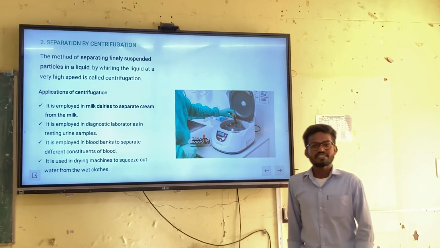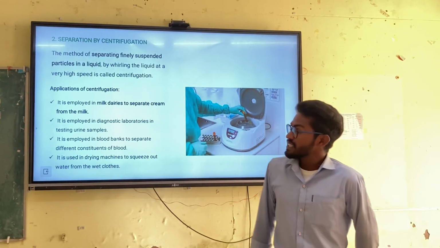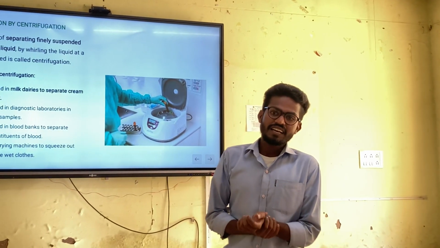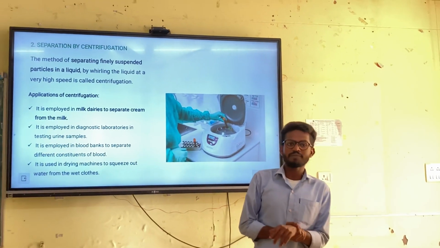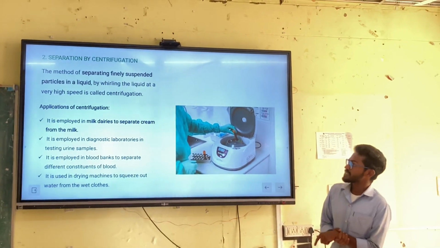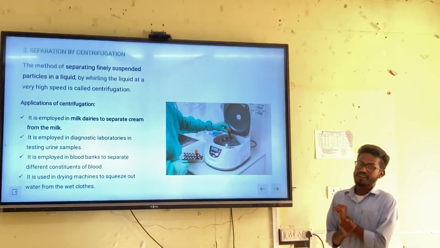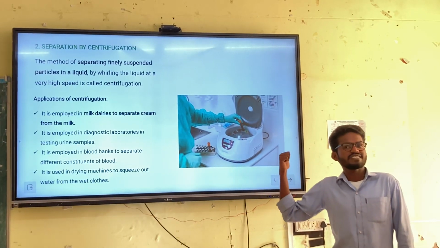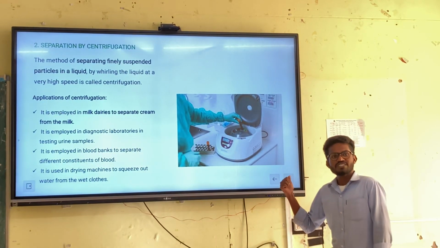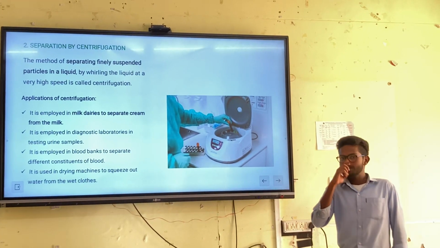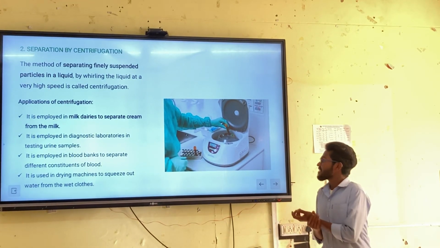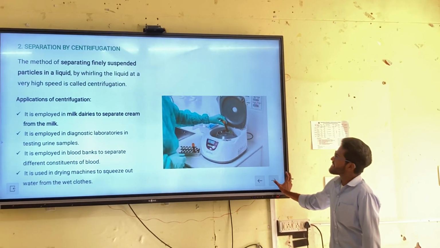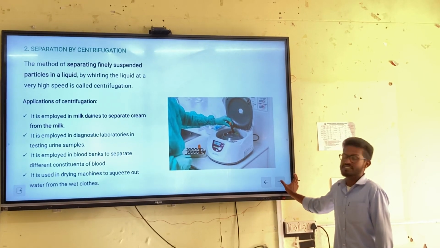Now we will move toward the centrifugation process. In this process, we can separate finely suspended particles in a liquid. For example, we can separate the cream from the milk. You can see this picture, we can use this in the laboratory, mostly in biology also. We will see how the centrifugation process takes place.